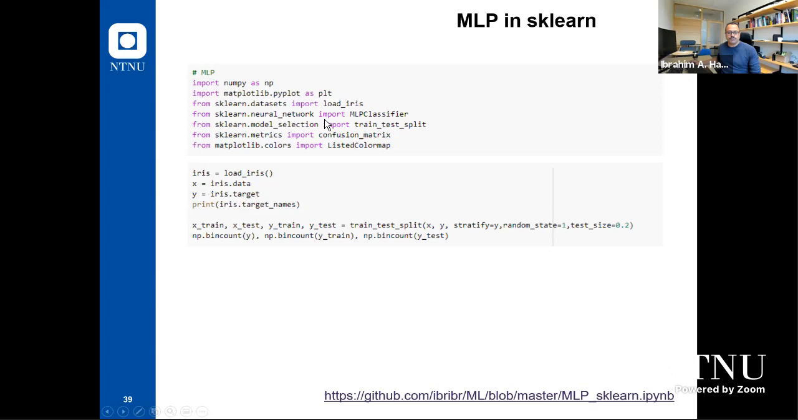So in this case, I will import MLPClassifier from sklearn.neural_network. Now I want to train my model. To train your model and test it, you need to split your data into train and test. So in this case, I will use the function train_test_split, which we import from sklearn.model_selection.